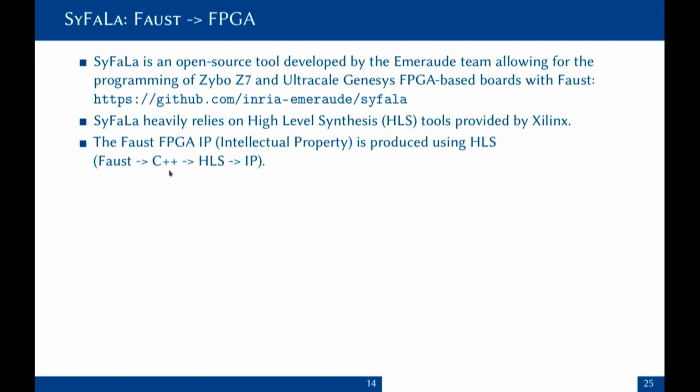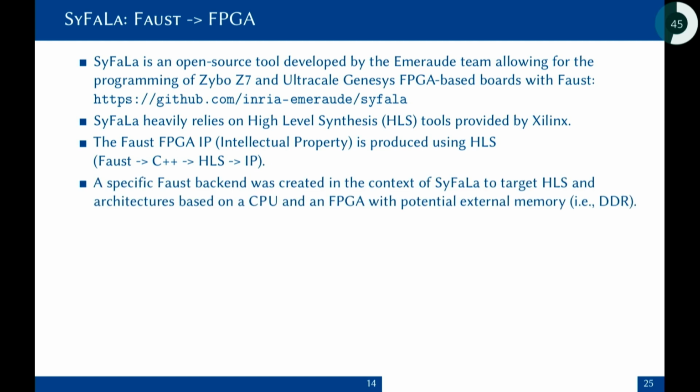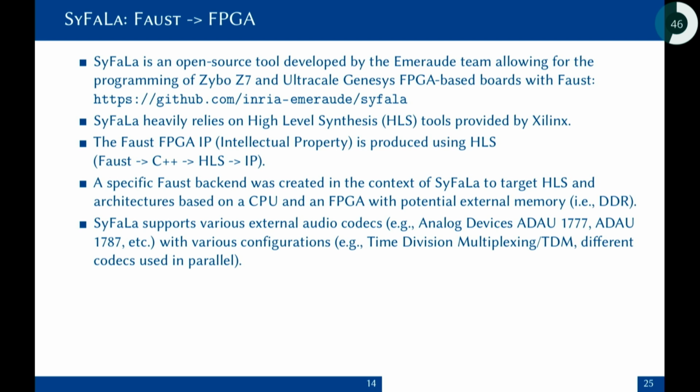So here is what happens. You go from Faust, you generate C++. It's a very specific kind of C++ that is really designed to work with HLS. And then you do high-level synthesis, and finally you generate an intellectual property, because that's how compiled objects are called in the world of FPGAs, which is kind of funny, right? So a specific Faust backend was created for this, and Faust really takes care of balancing computing between the CPU, the FPGA, and deciding on what goes into DDR and what doesn't go in DDR and just remains on the FPGA.